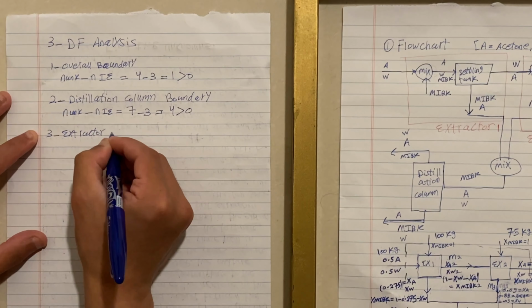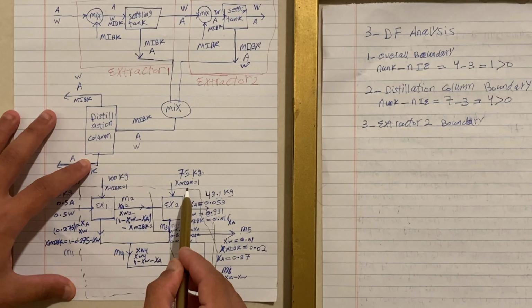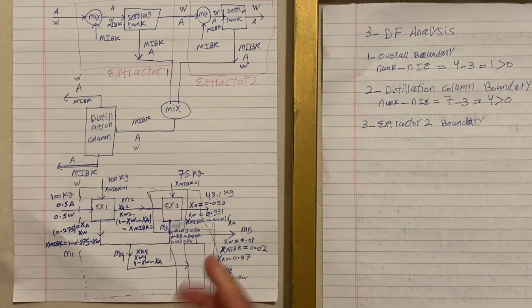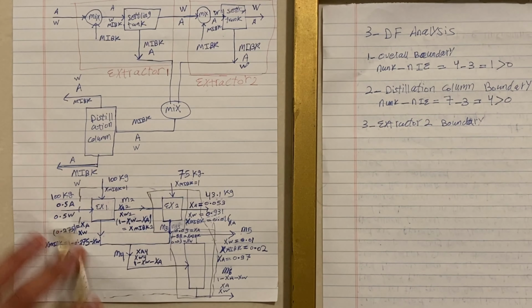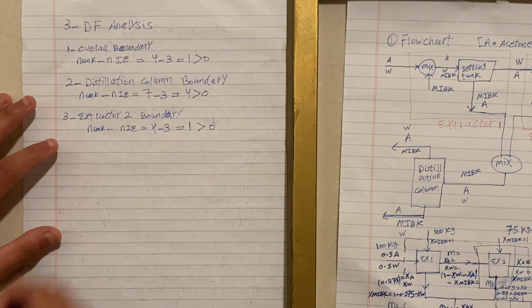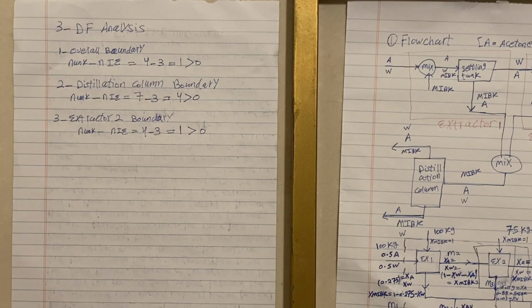Extractor 2 boundary. This stream coming, M3 stream leaving, XA stream leaving. We have M2, XA2, XW2. This is 3. We have M3, which is 4. We have 4 unknowns, and 1 is greater than 0, which means we need one more piece of information to solve the system, but we don't have it. So extractor 2 will not do.